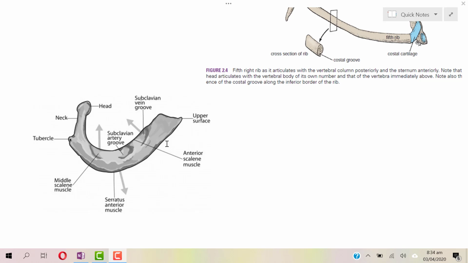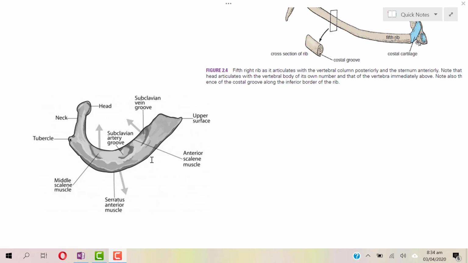Can you see the anterior end? This is the anterior end, which is very thick. It is large and pitted. The posterior end is small and rounded. There are two borders: this is the outer border and this is the inner border. This is the upper surface and there is the lower or inferior surface also.